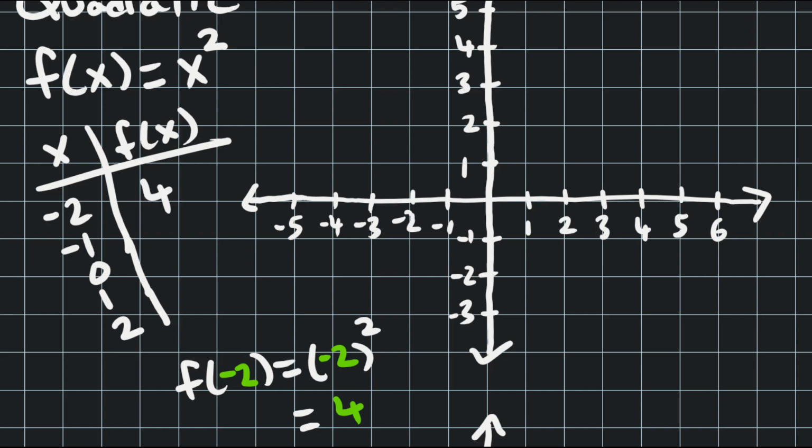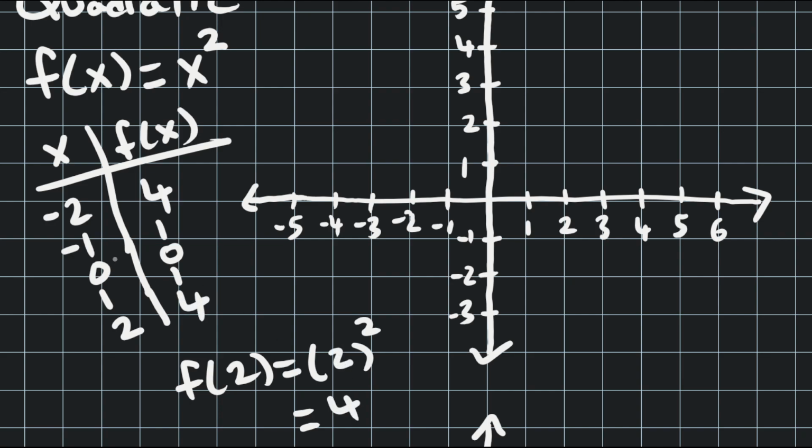What's f of -1? So f of -1, let's write that down to evaluate it. f of -1 is -1 squared. -1 in the parentheses squared is positive 1. That's 1. What's f of 0? So f of 0 is 0 squared, and 0 squared is 0. What's f of 1? So f of 1 is 1 squared, which is 1. And what's f of 2? f of 2 is 2 squared, which is 4.